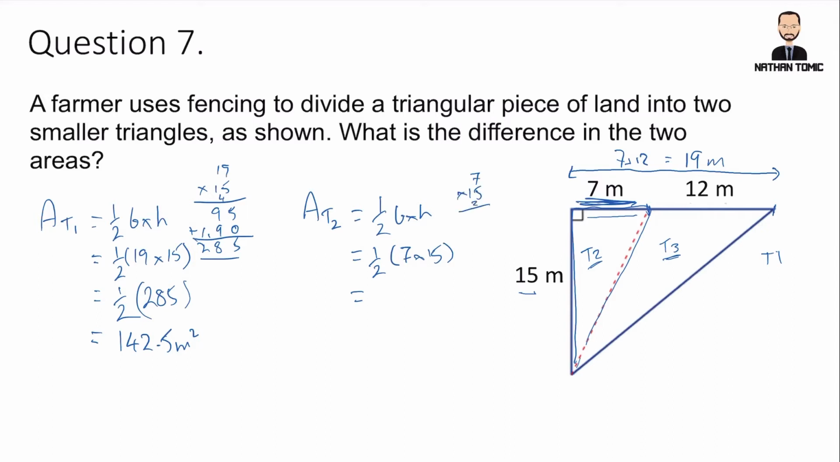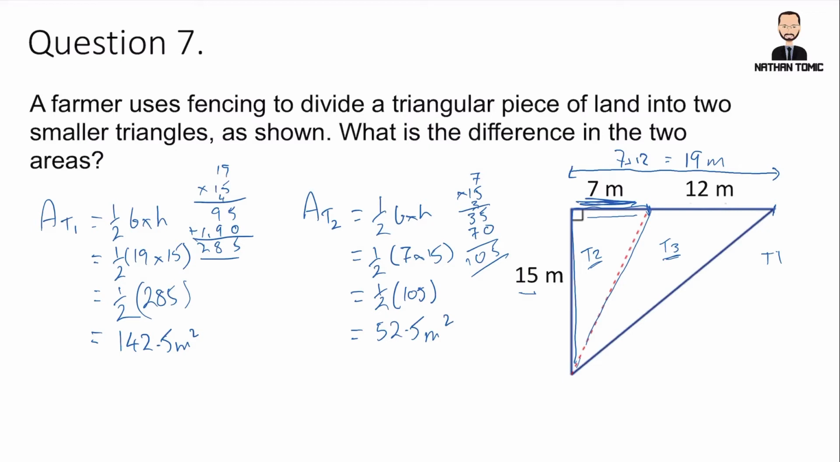All right, 5 sevens are 35. And then, of course, nothing there, so we bring the 3 down. It's doing 10, sorry, so it's a 0. And then 1 times 7 is 7. Add them up, we get 5 and 10, so 105. So it's going to be a half of 105, which is going to be 52.5 meters squared. So we now have the big area and we have the small area.